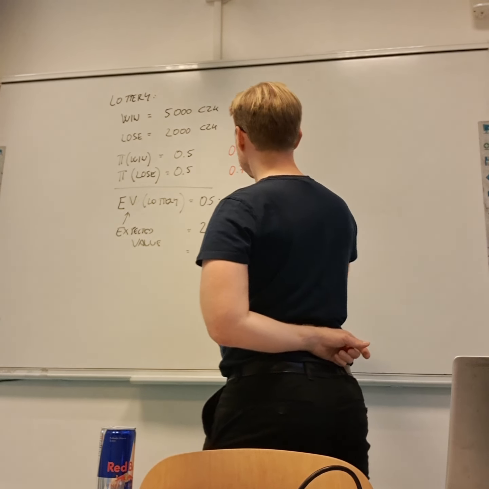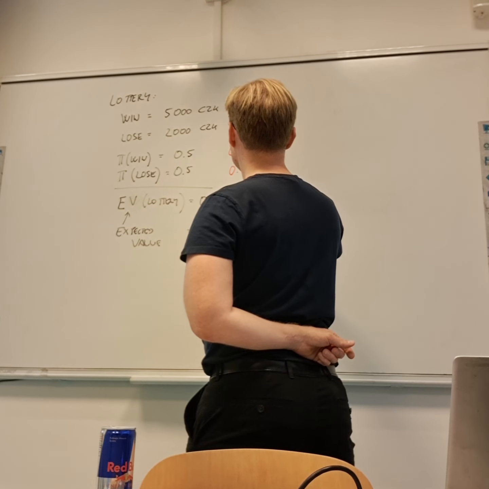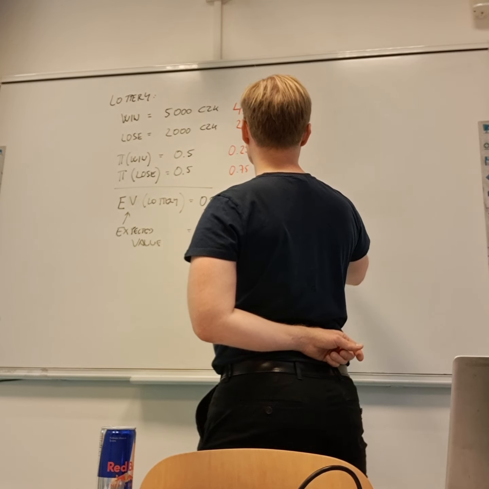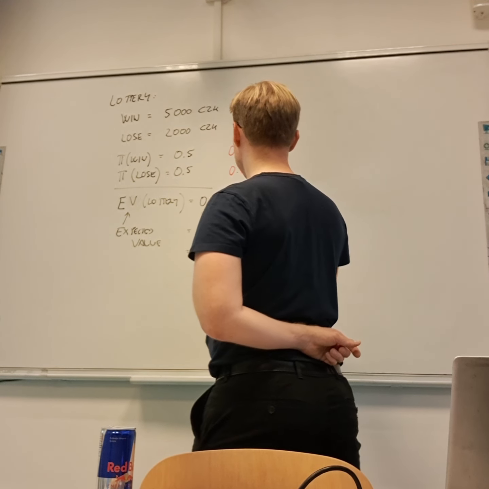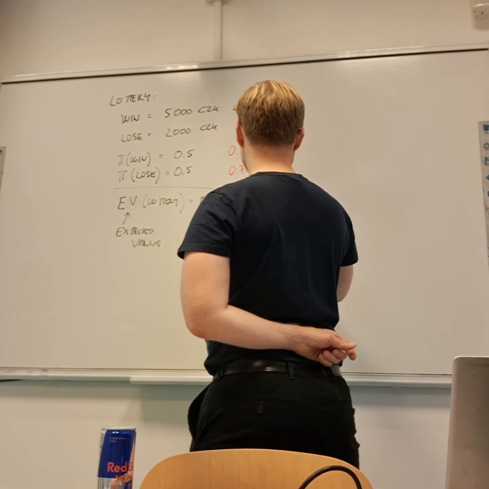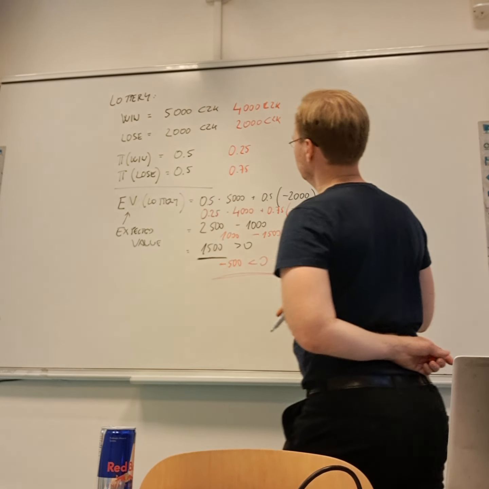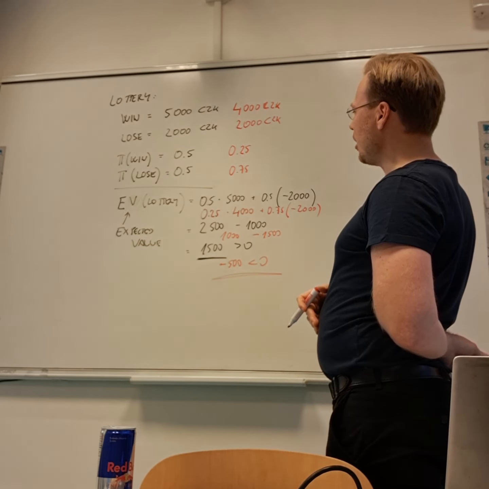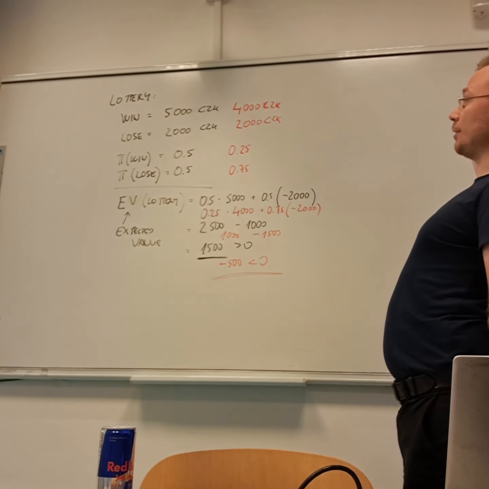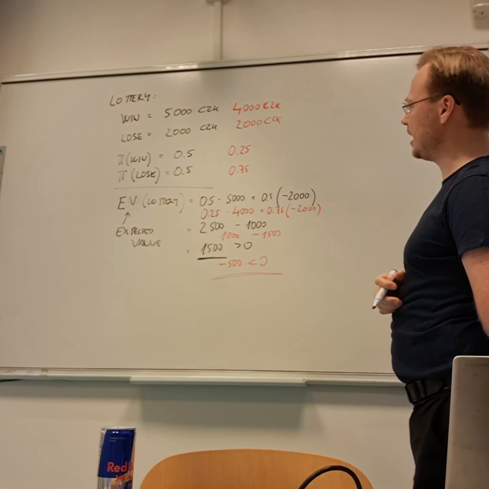In that case, it will be 0.25 times 4,000 plus 0.75 times minus 2,000, which means it will be 1,000 crowns minus 1,500, which is minus 500, negative. So this is a game where, on average, you will lose. The first game was a game where, on average, you could win. Positive expected value, negative expected value.